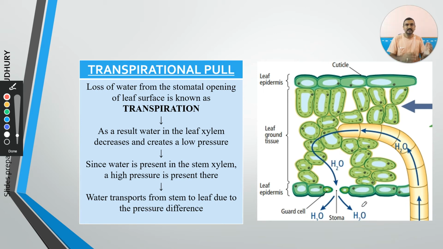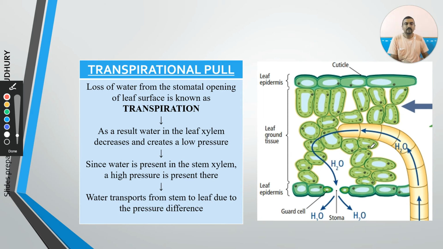This continuous entry or exit of water due to the process of transpiration creates a decrease in the water concentration in this xylem of leaves. As a result, in this xylem of leaves, there is a decrease in the pressure.